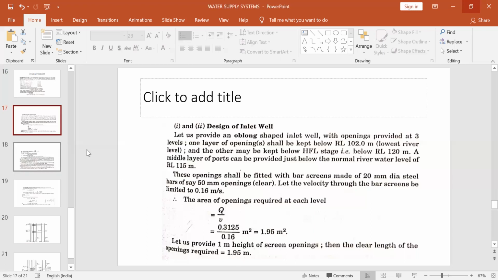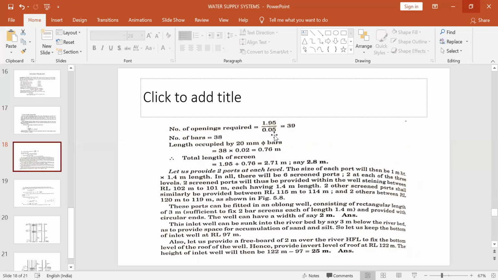Now what is the number of openings that you are providing? Number of openings is the total length divided by the center to center spacing of the openings. You are providing openings at a rate of 50 mm, that is, after every 50 mm you are providing one opening. So 1.95 divided by 0.05, since 50 mm means 0.05 meter. You get 39 openings required. So what is the number of bars? It is always one less, so 38 bars are provided.